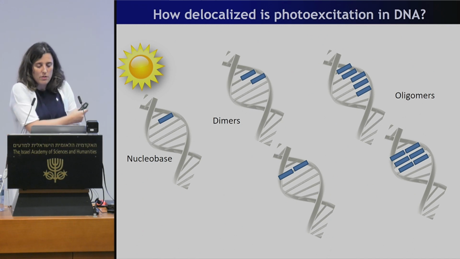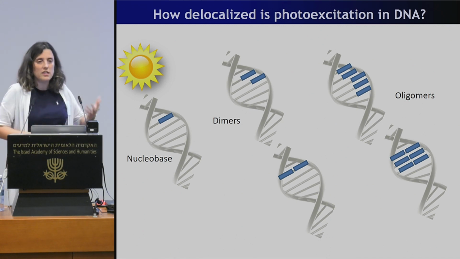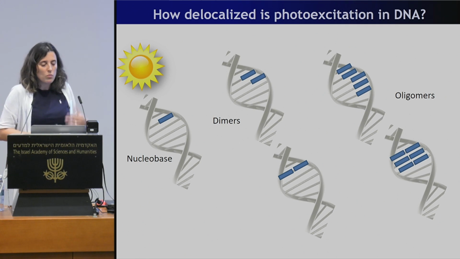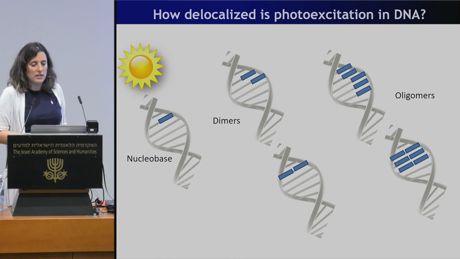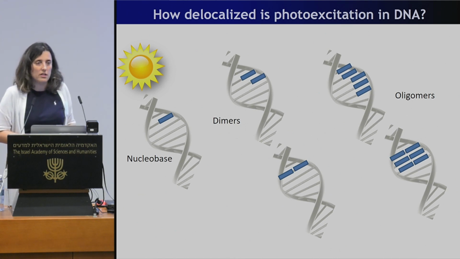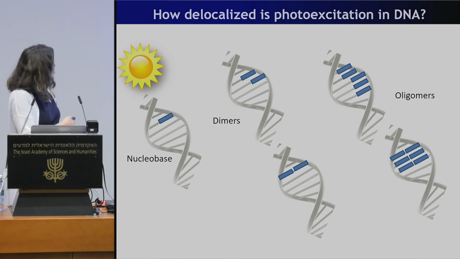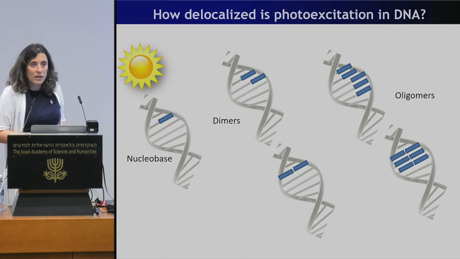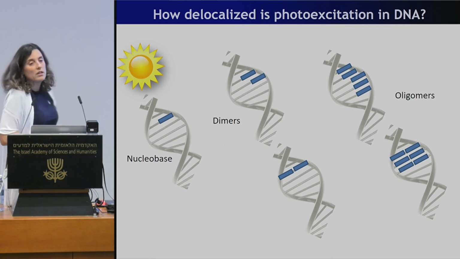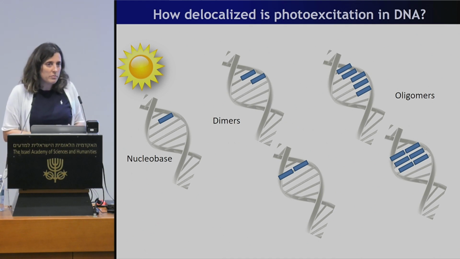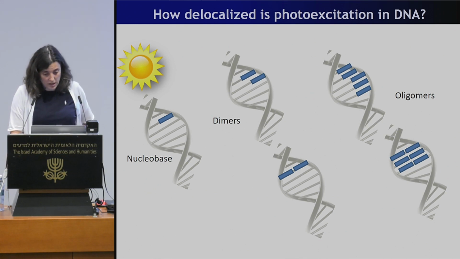Something interesting to think about is: DNA is excited by light, so what really happens when DNA is excited? How delocalized is this photoexcitation in DNA? Is it just one nucleobase which is excited, as these simple experiments try to model, or is it dimers, stacked dimers or hydrogen-bonded pairs? Is it more oligomers? This question looks very naive, but it has been dealt with in the last 50 years, and there are a lot of studies on it.